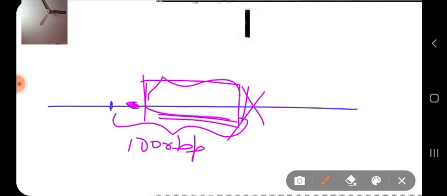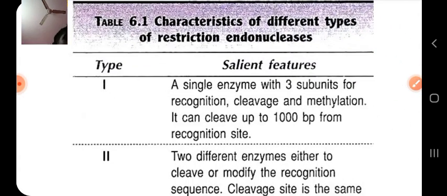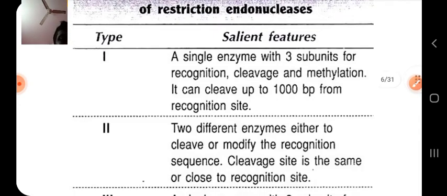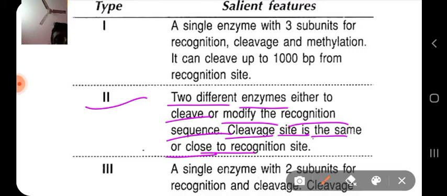Okay, it is a loss because so much big fragment of DNA cannot be inserted in some vectors whose size is so small, like PBR 322. So type 1 restriction enzyme cleaves up to 1000 base pair from the recognition site. Next is the type 2 restriction endonuclease, where two different enzymes are there. They cleave or modify the recognition sequence, and the cleavage site is same or close to the recognition site.